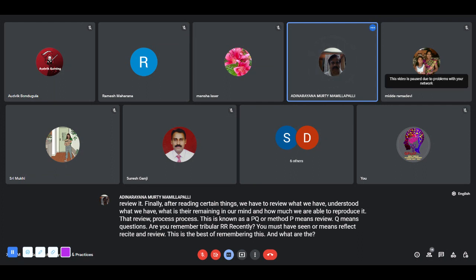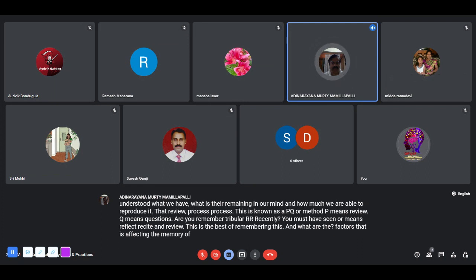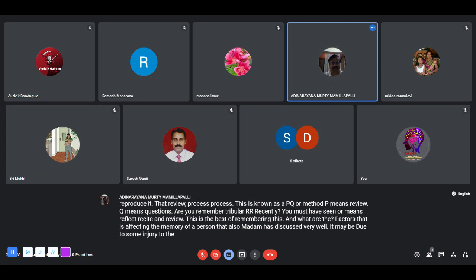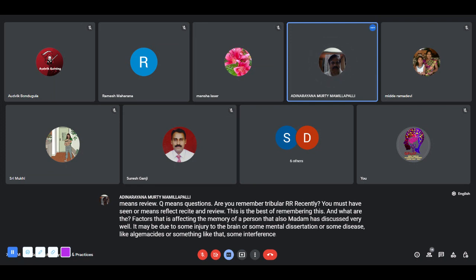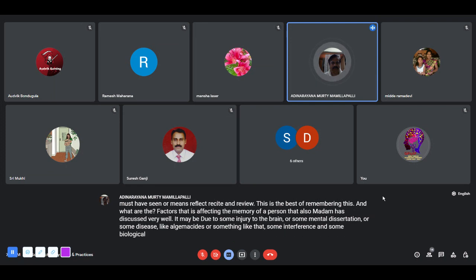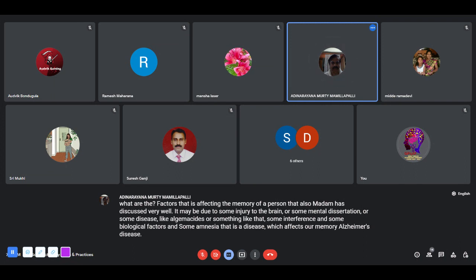And what are the factors that are affecting the memory of a person? That also Madam has discussed very well. It may be due to some injury to the brain, or some mental retardation, or some disease like Alzheimer's disease, or some interference, and some biological factors, and some amnesia, that is a disease which affects our memory, Alzheimer's disease, and some syndrome like Korsakoff syndrome.